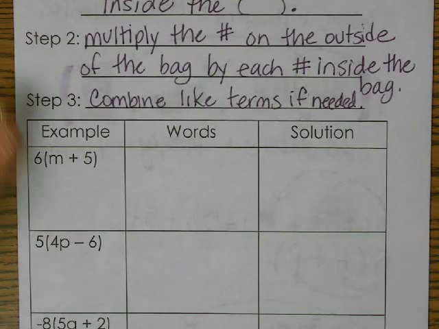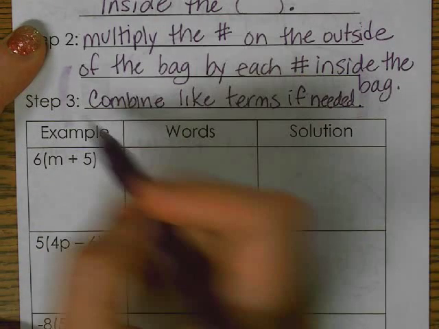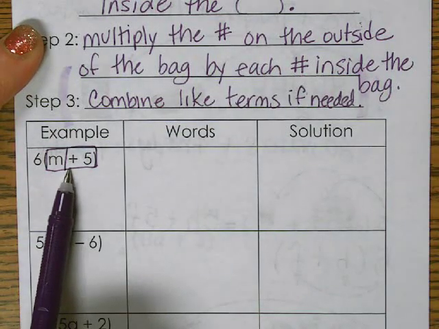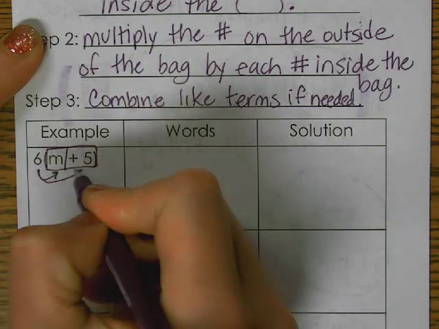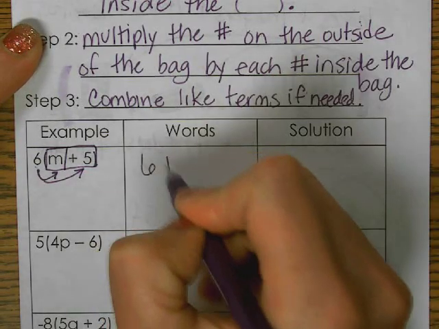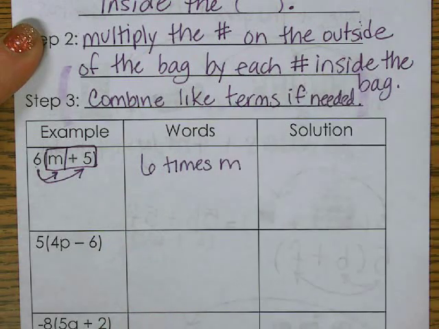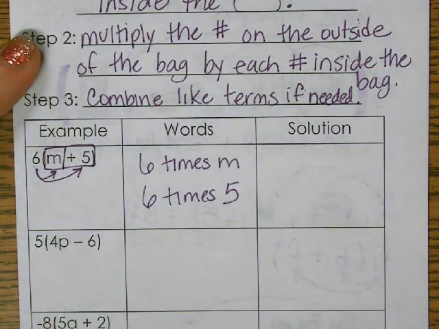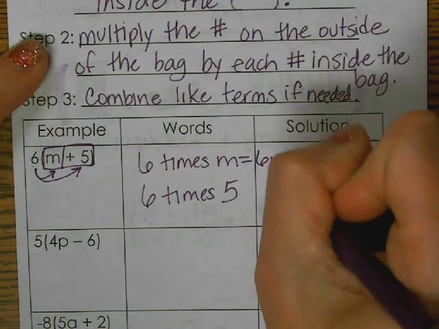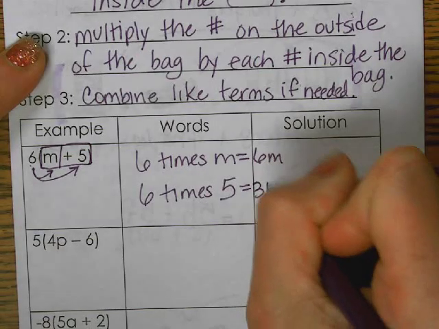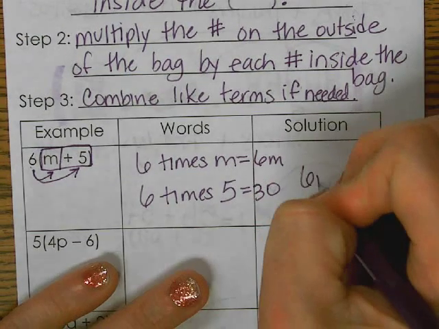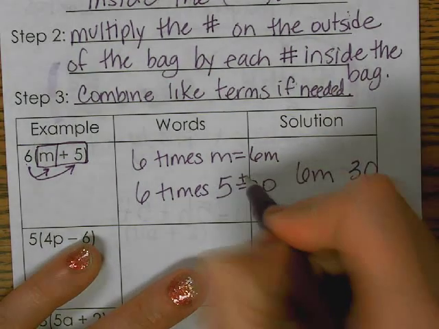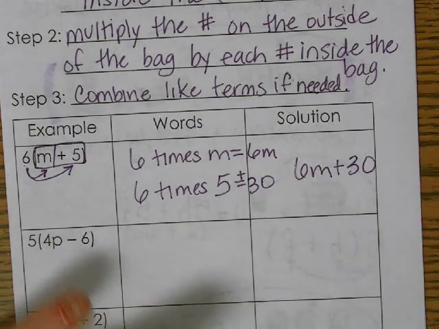Alright, so let's do a couple of super easy examples here. We're going to start with this first one. So step 1, we're going to box the expression inside the parentheses. Remember, we're going to separate it before the plus sign. And then we're going to say, okay, 6 times m, and then also 6 times 5. So my solution, 6 times m is 6m, 6 times 5 is 30. So this is going to be 6m and 30. Now what kind of 30 is this? It's a positive 30, so we say plus 30, and that's our solution.